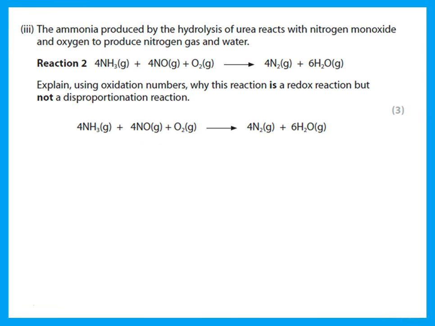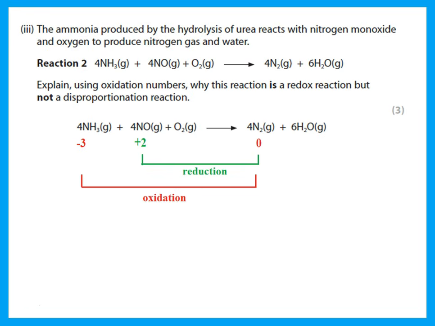Remember, if we have a reaction like this, redox means oxidation number was increased, and in the other case, oxidation number is decreased. So if we look at oxidation number, we find that, for example, nitrogen starts with -3 in ammonia and ends with 0. And in NO, it starts with +2 and ends with 0. That means from NO to nitrogen, the oxidation number decreased, and that is reduction. From ammonia to nitrogen, the oxidation number increased, and that is oxidation.